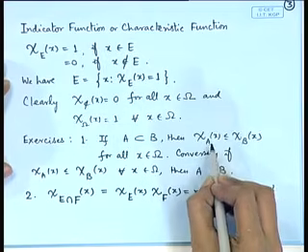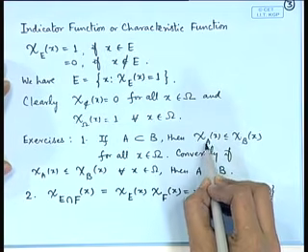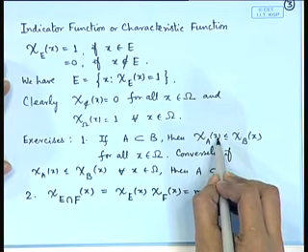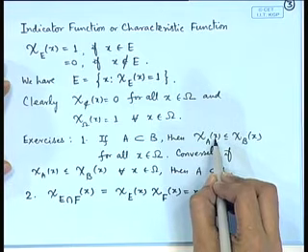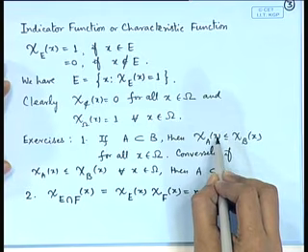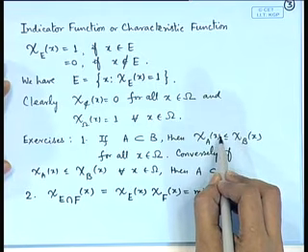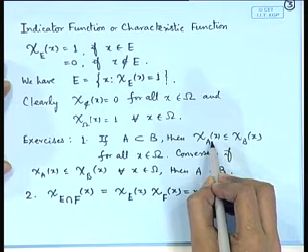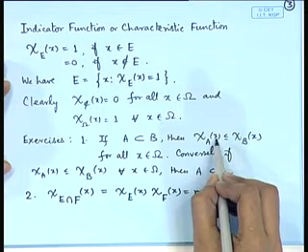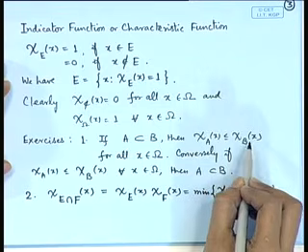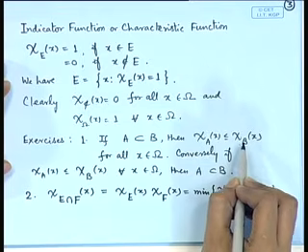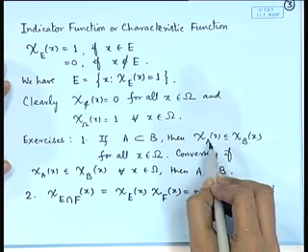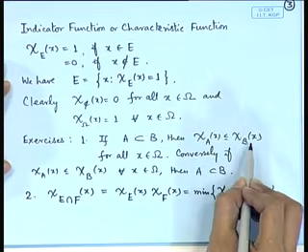A simple proof of this is that if we consider chi A of x, then it is equal to 1 for all x belonging to A. And since A is a subset of B, this implies that chi B of x is also 1 for these points. Now, the points where chi A of x is equal to 0 include certain points where chi B of x may be 1, and for all other points chi B of x will also be 0. Therefore, chi A of x is always less than or equal to chi B of x.